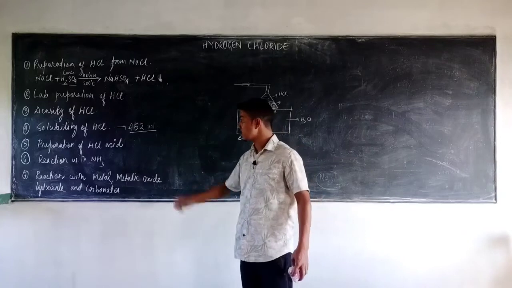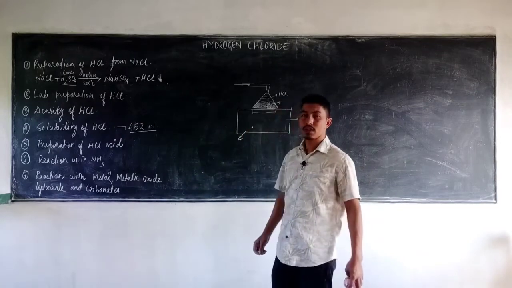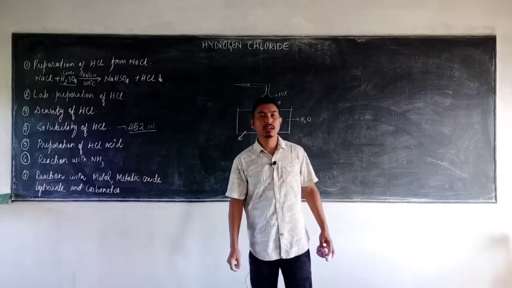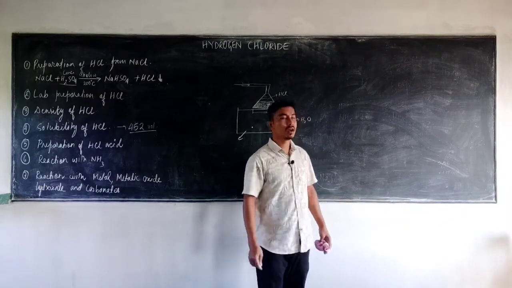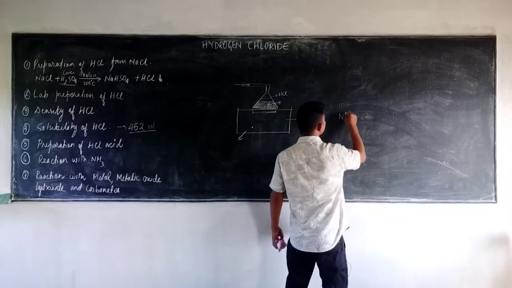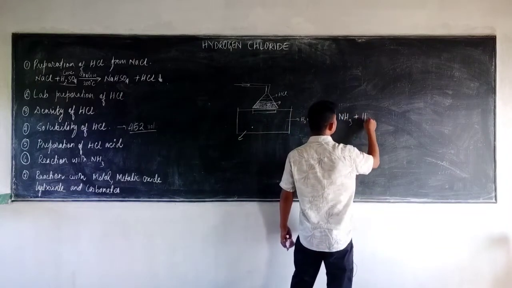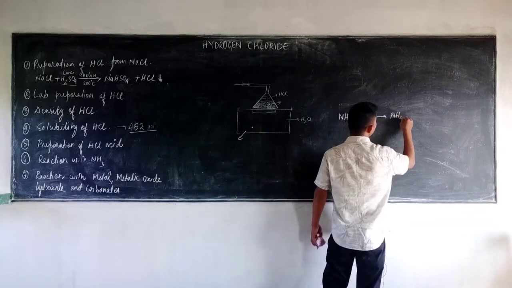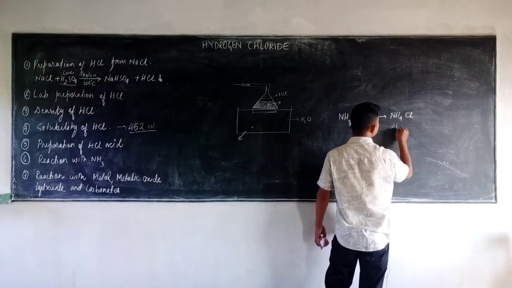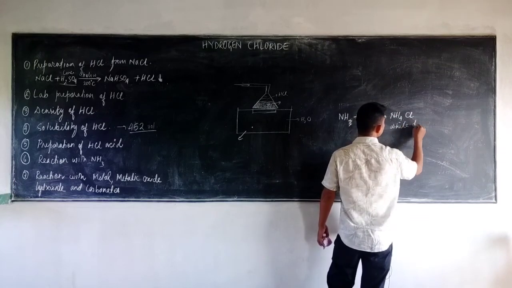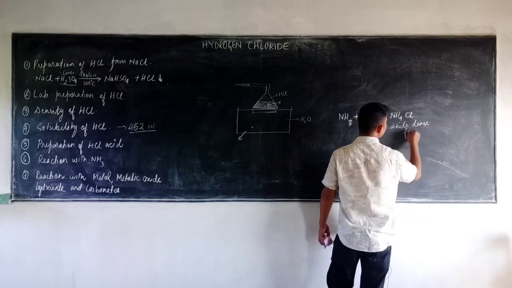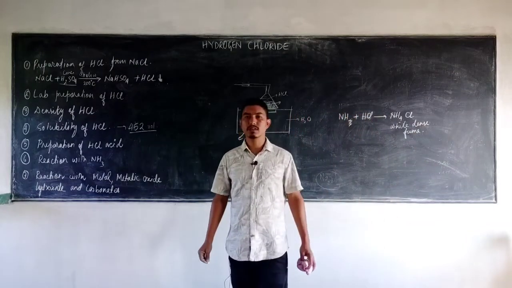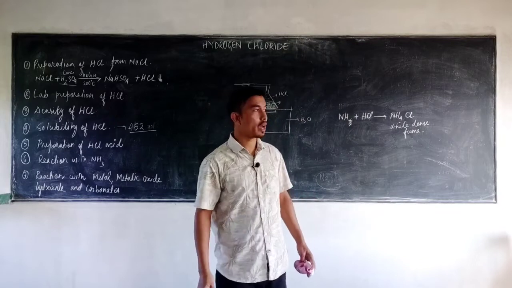Now coming to the next topic, the reaction with ammonia. When HCl gas or hydrochloric acid is treated with ammonia, it gives white dense fumes of ammonium chloride, and the reaction goes: when ammonia is treated with HCl, what does it give? It gives NH4Cl, which is a white dense fume. So this can also be regarded as a test of hydrogen chloride gas or hydrochloric acid.